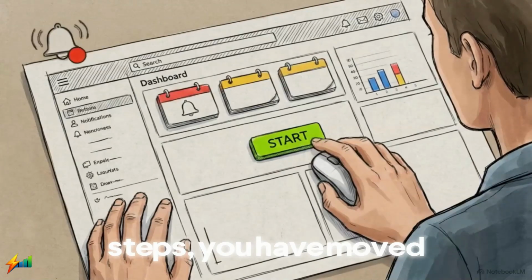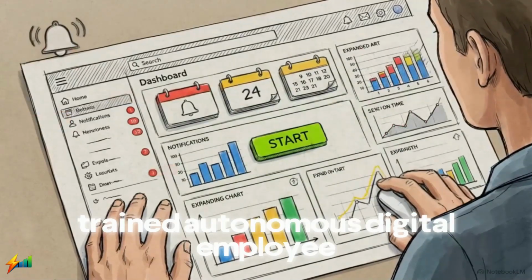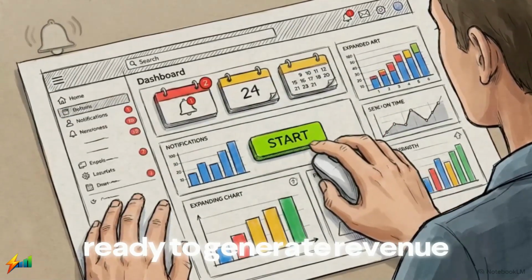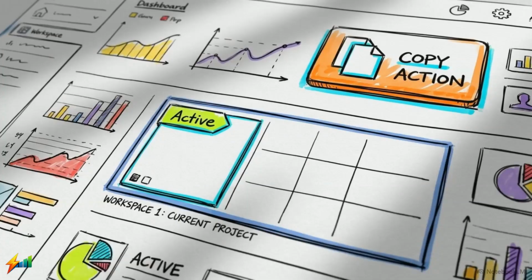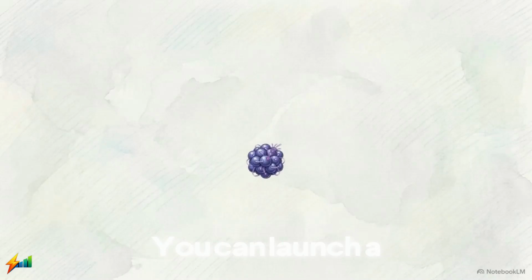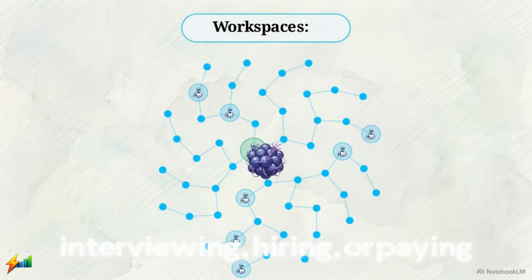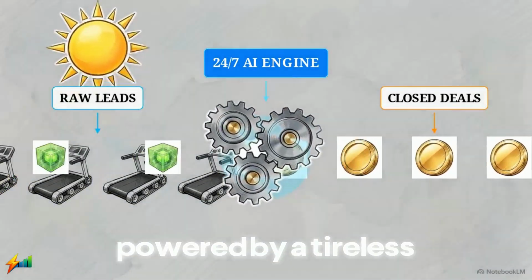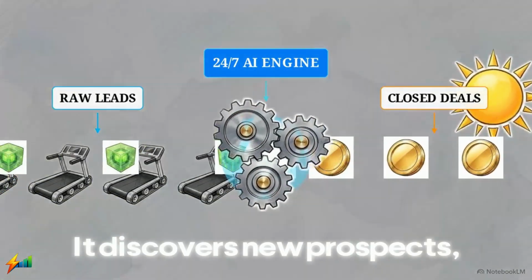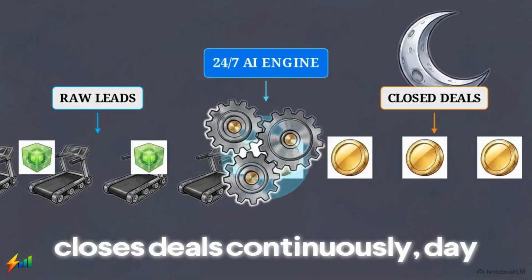In just a few steps, you have moved from a blank dashboard to deploying a fully trained, autonomous digital employee ready to generate revenue. From your master dashboard, you have the exact architecture needed to duplicate this process. You can launch a second, 10th, or 50th client workspace without ever interviewing, hiring, or paying another human sales rep. Your agency is now powered by a tireless engine. It discovers new prospects, nurtures warm leads, and closes deals continuously, day and night.